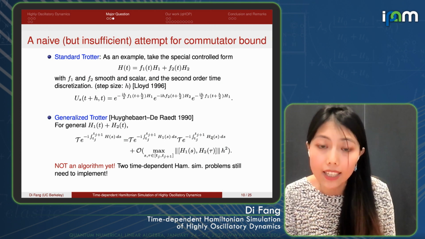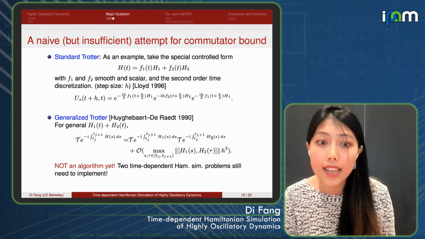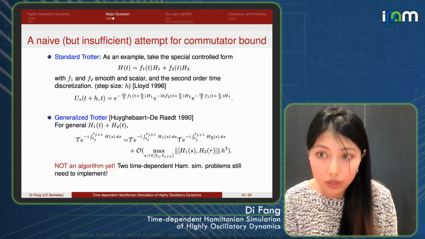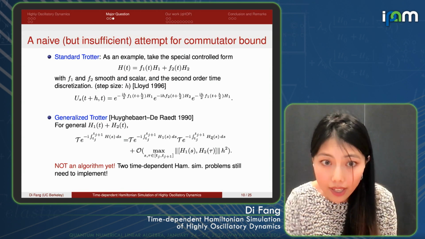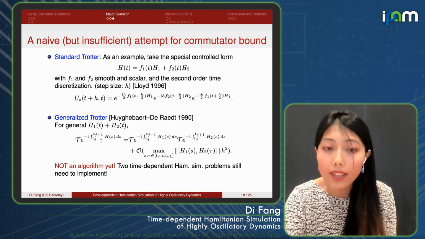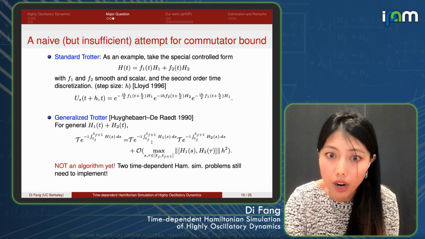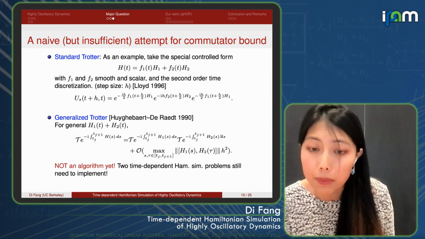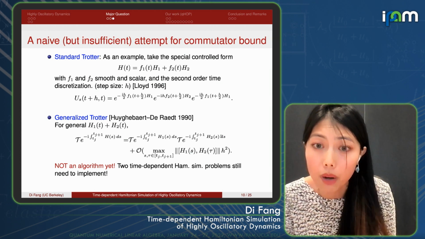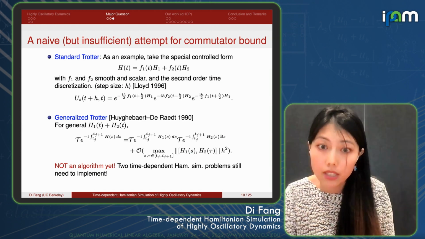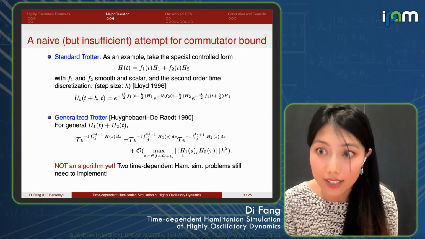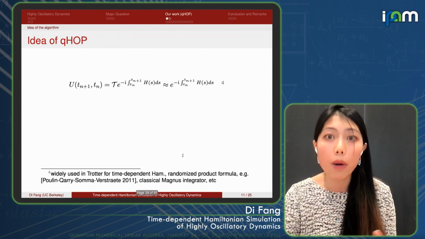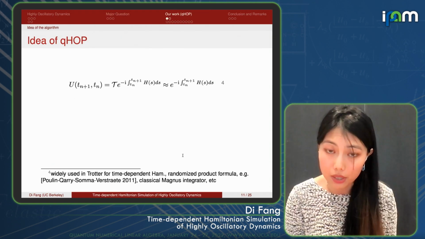However, I want to point out, this is actually not an algorithm yet. You look at the left-hand side, then you look at the right-hand side. All that we are doing right now is turning one time-dependent Hamiltonian simulation problem into two other time-dependent sub-Hamiltonian simulation problems, which we still need to implement. So it returns the commutator bound, but it's not an algorithm yet. Now let's look at our work, how we were able to handle this issue.